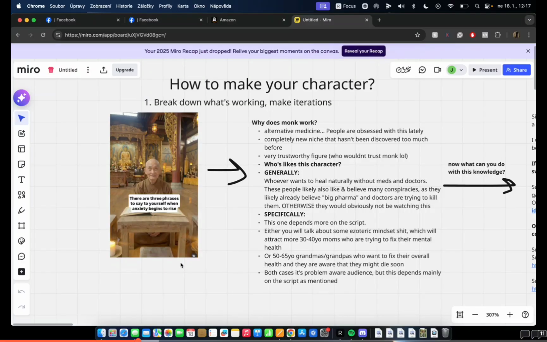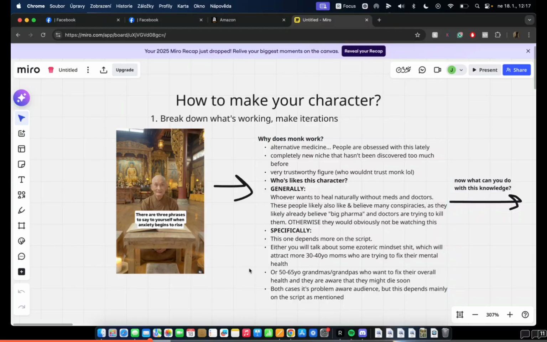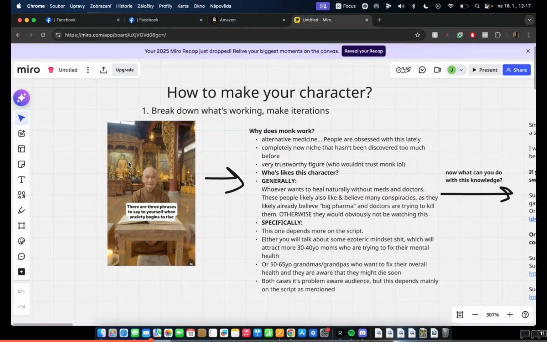Also, in both cases, whatever script you're going to do, you're probably going to be targeting a problem-aware audience. Obviously, with something like three phrases to say to yourself when anxiety begins to rise, it's very problem-aware, because everybody has probably experienced their anxiety rising. It's a problem and you want to fix it. So you're aware of the problem and you want to fix it. So this is a very problem-aware hook. But yeah, hopefully you guys understand what I mean by problem-aware. I don't really want to go into script writing too much.